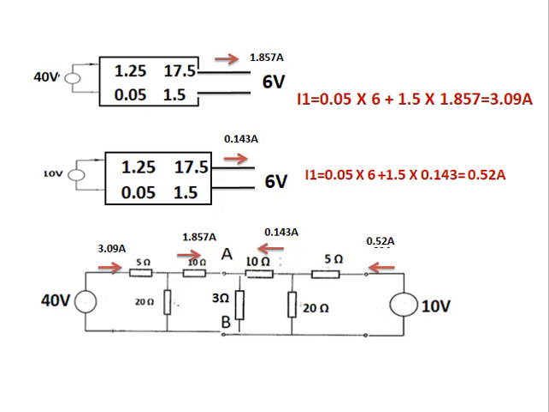Current from circuit connected with 10 volt is equal to 0.143 ampere with terminal voltage 6 volt. I1 is equal to 0.05 into 6 plus 1.5 into 0.143, equal to 0.52 ampere. So from 40 volt source 3.09 ampere is coming. From 10 volt source 0.52 ampere is coming.